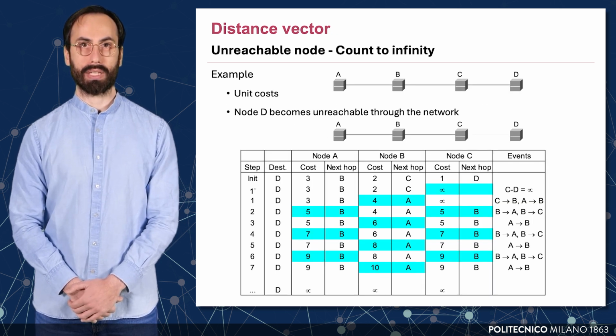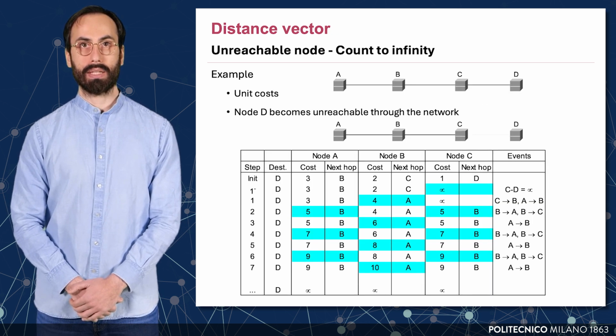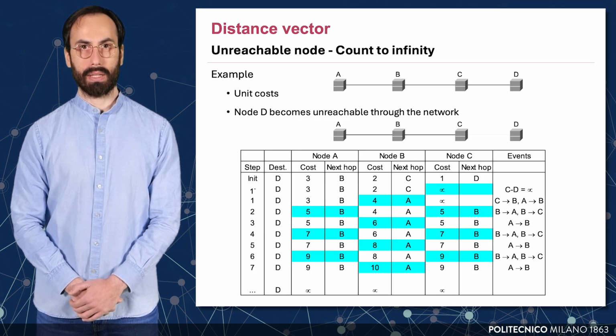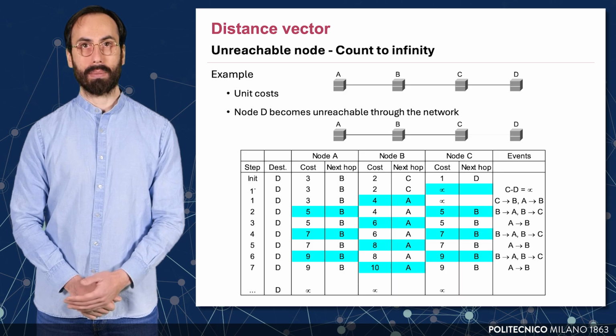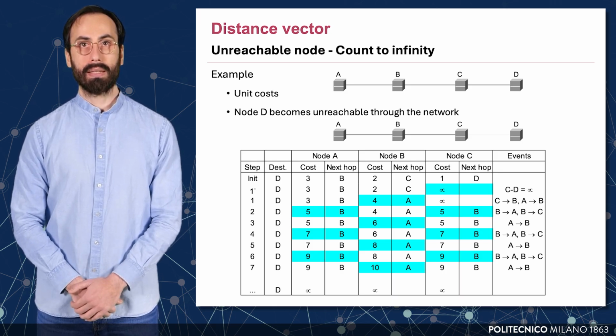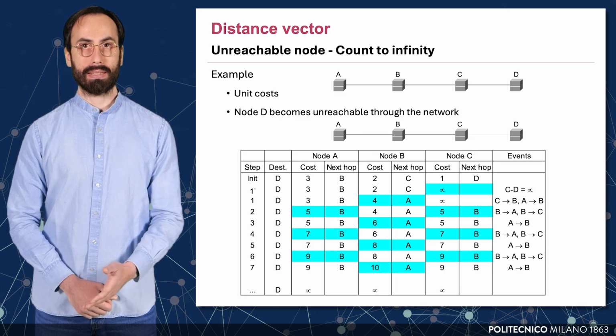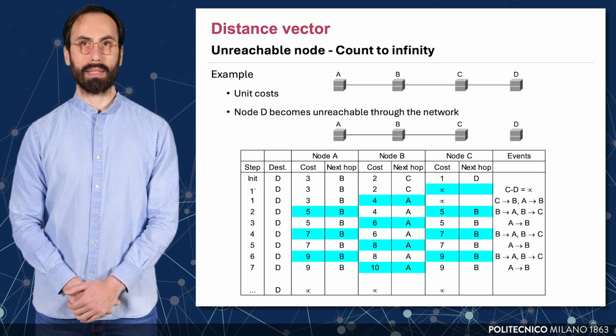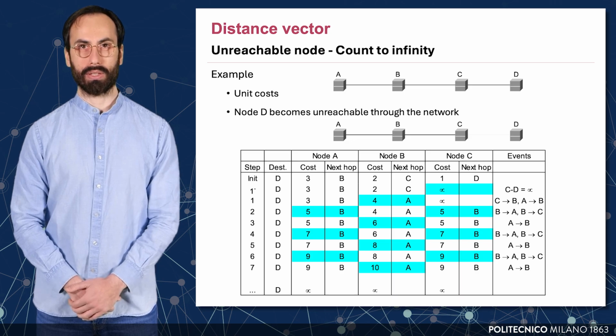This example shows a classic problem in distance vector routing called the count to infinity issue. We use the same network setup, but now node D becomes unreachable, for example due to a failure of the link between C and D. Initially, C detects that D is unreachable and sets its cost to infinity, but A and B still believe they can reach D through each other.